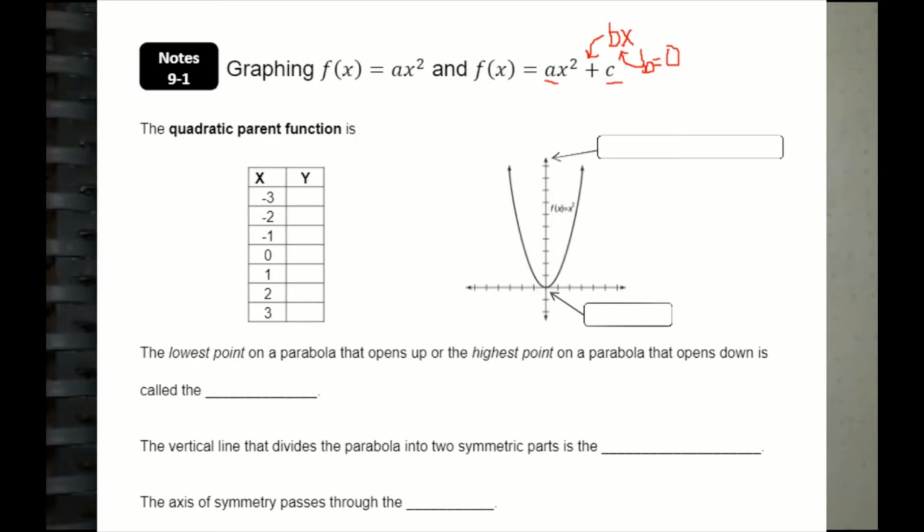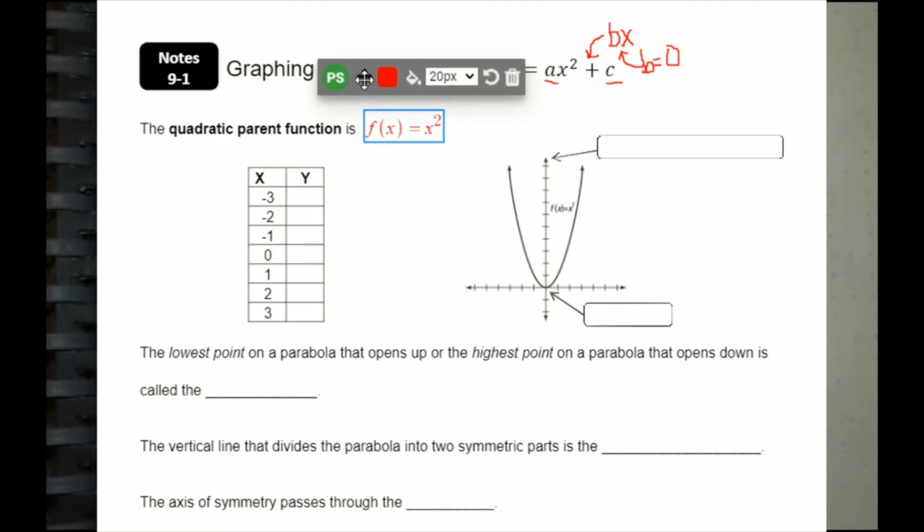So before, what we did was we generated a table and just tried to plot the points and go from there. So let's just refresh ourselves with what the parent quadratic function is. The parent quadratic function is going to be your baseline function, and that is when y, or f of x, equals x squared. So when a is 1 and b and c are both 0, you have what is known as the parent quadratic function.